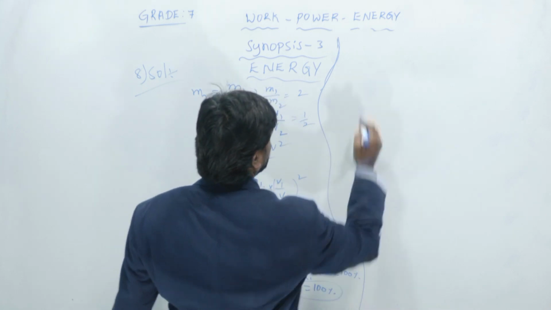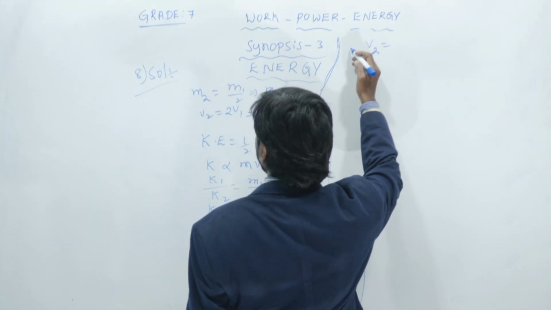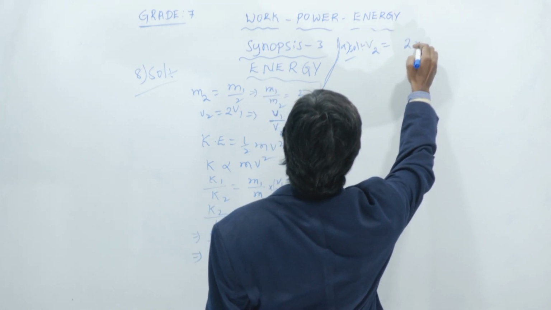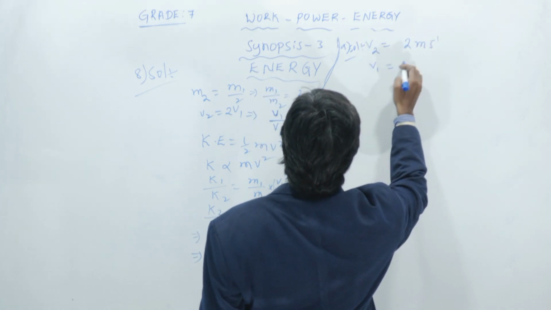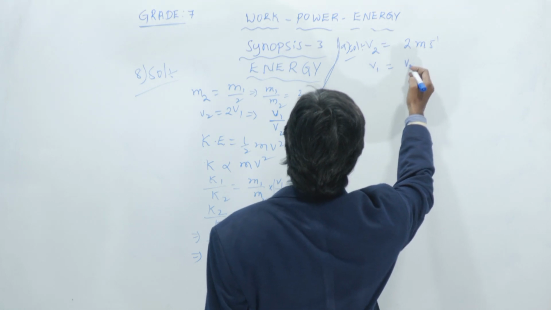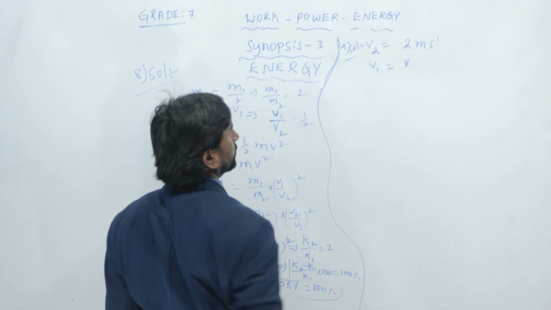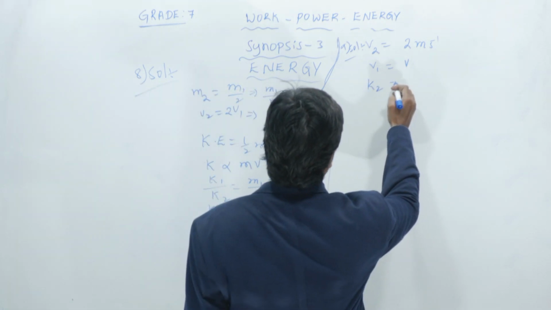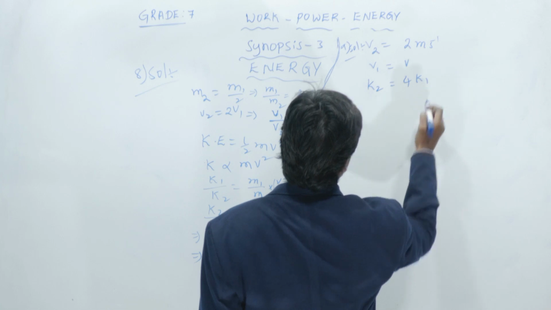V2 is increased to 2. So this is the ninth solution. V2 is increased to 2 meter per second, and V1 we can write here as V only. Then kinetic energy K2 is quadruple, meaning 4 times K1.